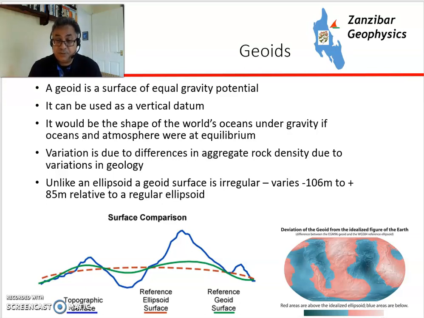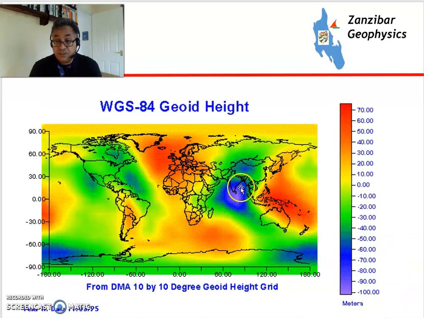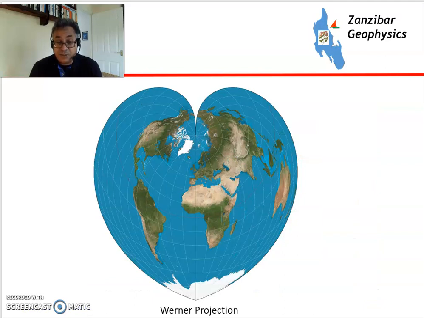So geoids are something that you would need to bear in mind, although most people would tend to use an ellipsoid or a datum marker for their vertical datums. Here's a picture of geoid height. For instance, it's particularly low in the Indian Ocean, particularly high in the North Atlantic Ocean. So it's basically that the Earth is quite rugose. Thank you very much, and in parts 4 and 5, I'll talk about coordinate systems and map projections.